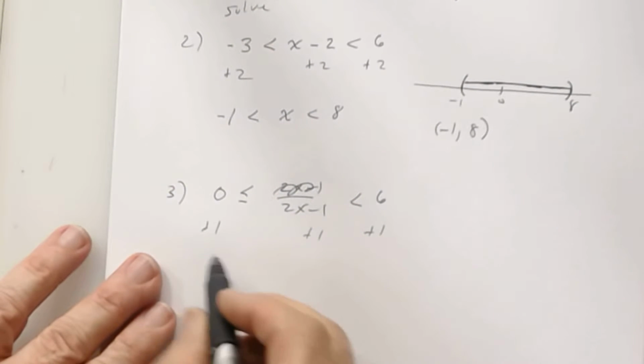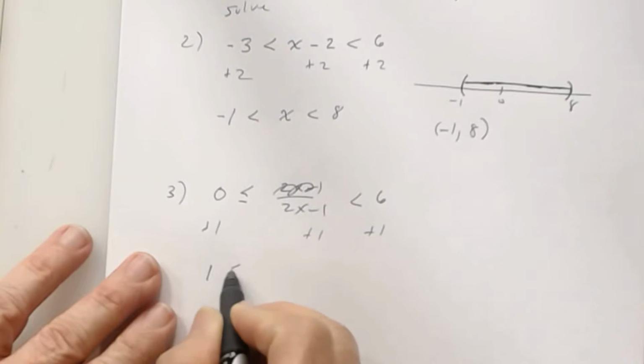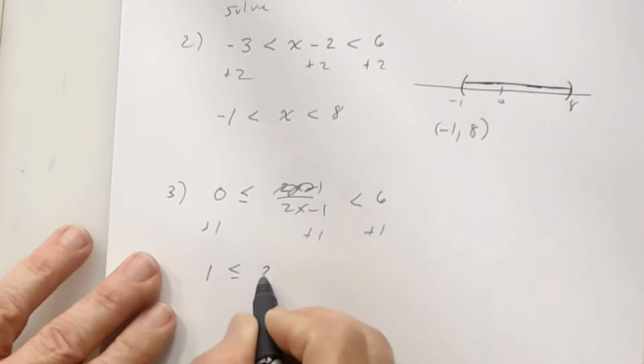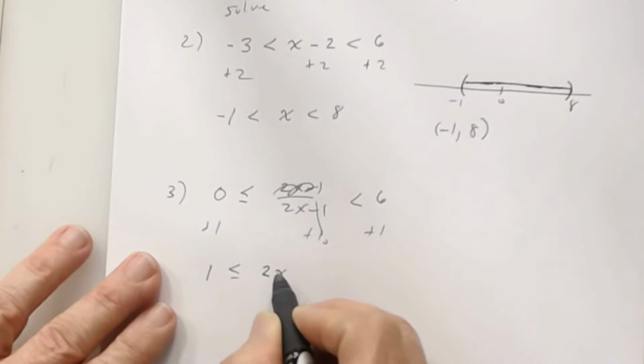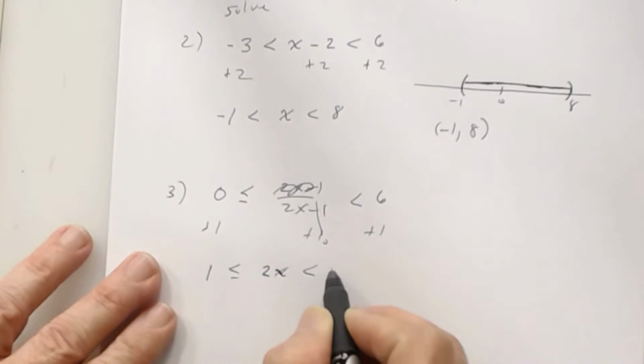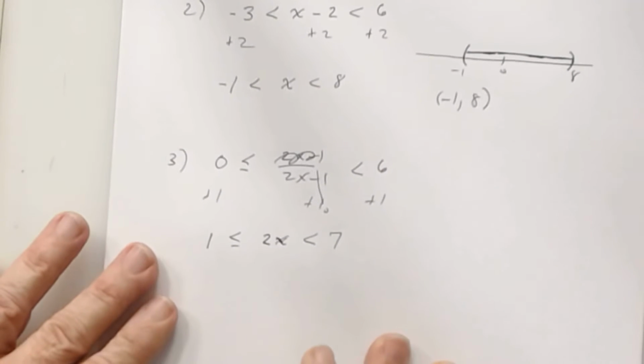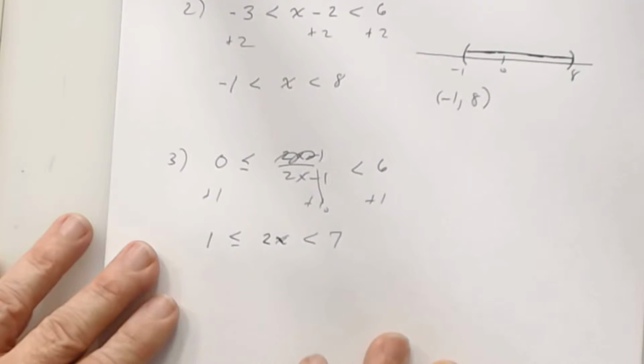So what's 0 plus 1? 1. Is less than or equal to 2x, because -1 and 1 is 0, right? And that's less than what? 7. What's the next step? Divide everything by 2.